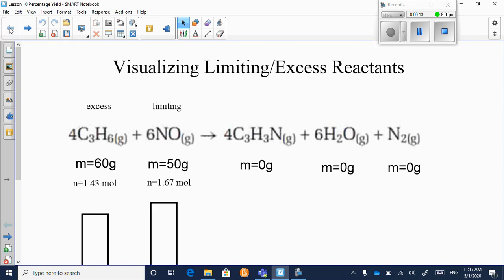But before we do the lesson, I wanted to just spend a moment. I thought of something yesterday that might help some of you to visualize what's happening with these limiting and excess reactants that we talked about yesterday. And so I'm going to return to a little example I did yesterday.